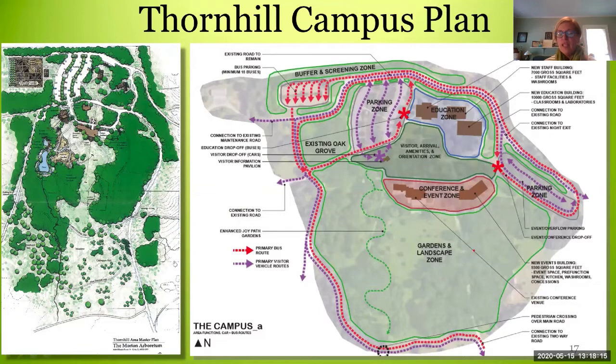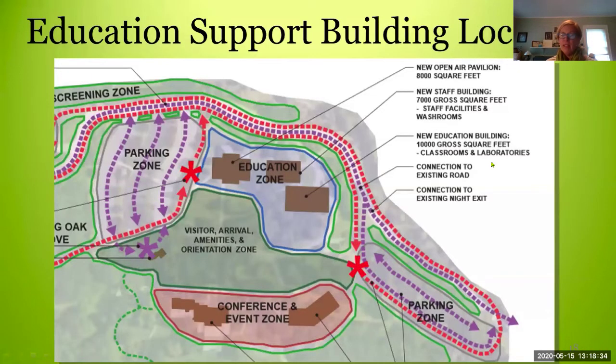We looked at taking the vehicular traffic out of the main walking system so that we could create an educational zone, a conference zone, and a school bus zone so that we could separate all of these things as we moved forward. But what we most wanted to find out is that we wanted to make sure where we were planning the education support building that we weren't going to be interrupting any future plans.